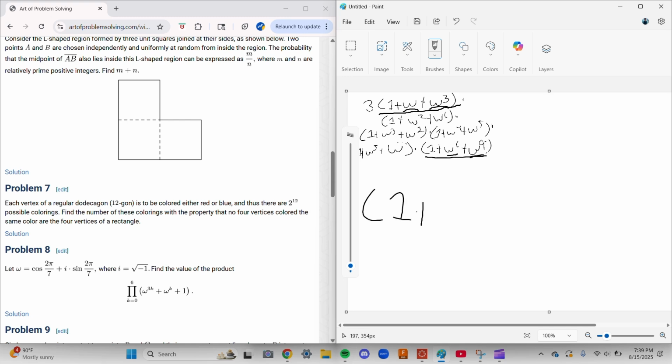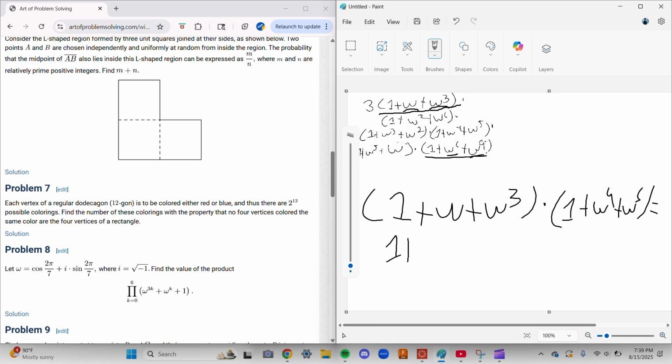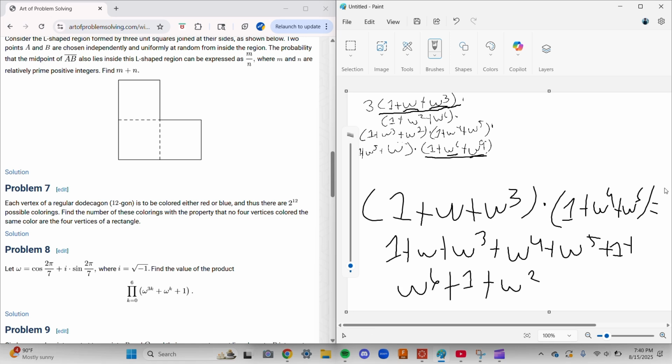So if we do that, then we get 1 plus w cubed times 1 plus w to the 4th plus w to the 6th. Okay, and then let's just expand this out. So we're basically going to get 1 plus w cubed plus w to the 4th plus w to the 5th plus w to the 7, which is just 1, plus w to the 6 plus w to the 7 again, which is just 1, plus w to the 9, which is w squared. Okay, so now we have 1, 1, 1, and then we have this increasing sum: w plus w squared plus w cubed, w to the 4th, w to the 5th, w to the 6th.